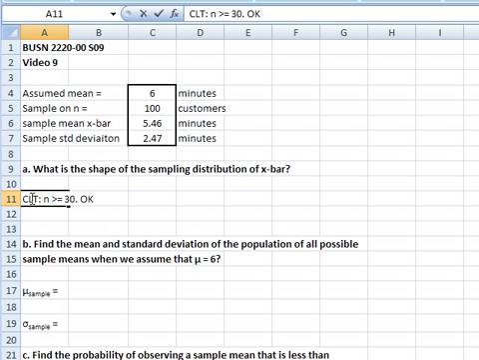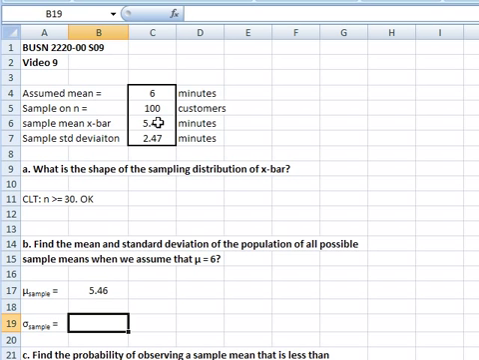Okay, the next question is what is the mean, the average value of the sample mean, and what is its standard deviation? Now, life is easy in the first case because the mean of the sampling distribution is the same as the population mean, 5.46. So there's no magic there.